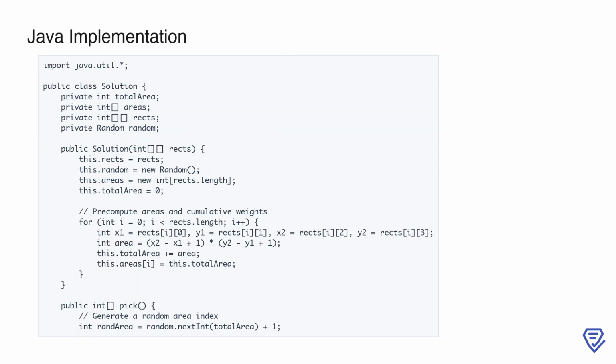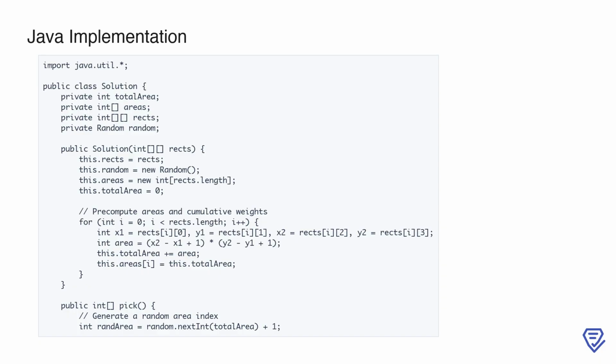Here, we start by importing the necessary libraries and defining our solution class. Inside the class, we declare several private variables. The total area variable will store the cumulative area of all rectangles, while the areas array is used to keep track of the cumulative sum of areas for each rectangle. The rex variable holds the array of rectangles, and we also initialize a random object for generating random numbers.